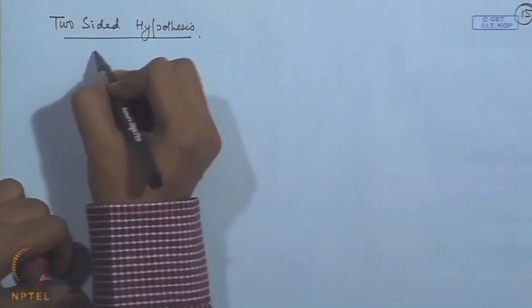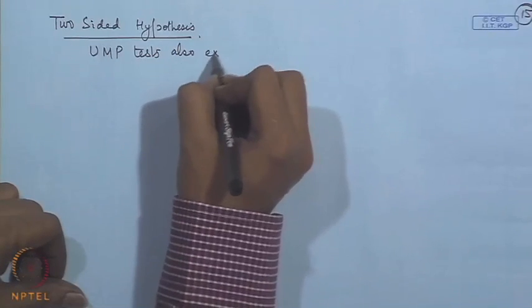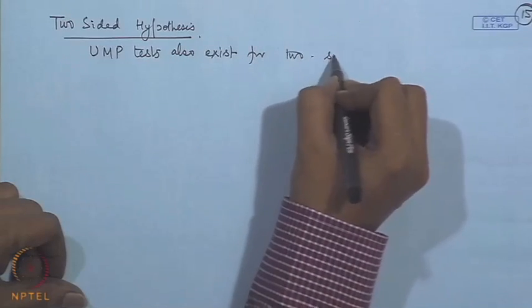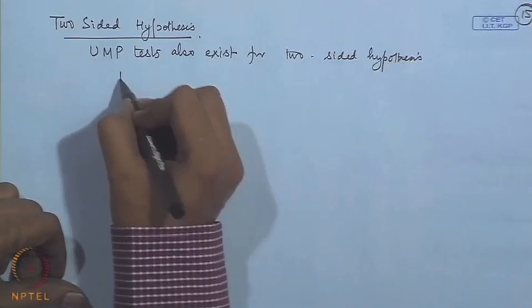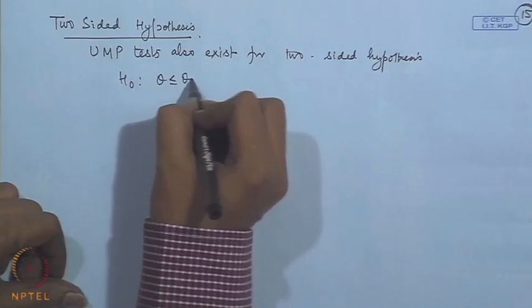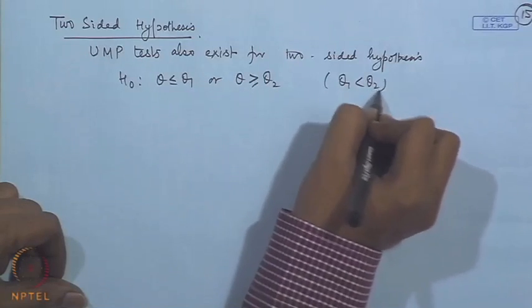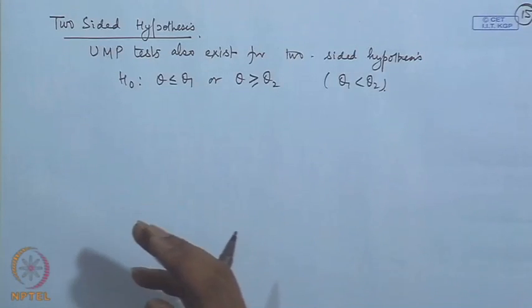So, we can say that UMP tests also exist for certain two sided hypotheses of this nature, H naught: theta less than or equal to theta 1 or theta greater than or equal to theta 2, where theta 1 is less than theta 2. So, we may like to test whether, for example, say theta is the error measurements.